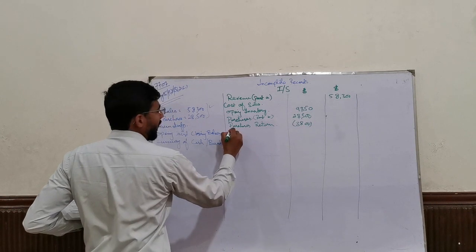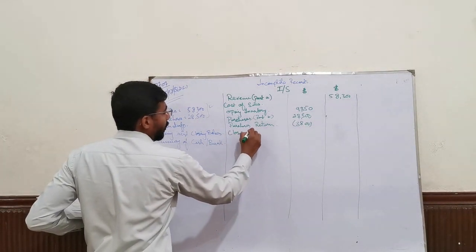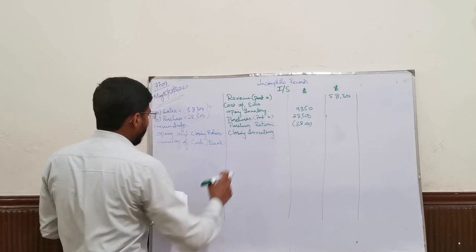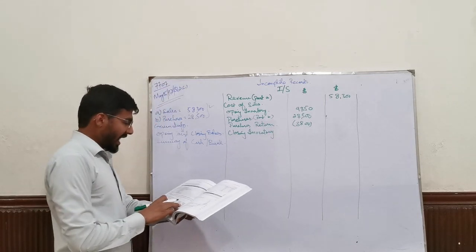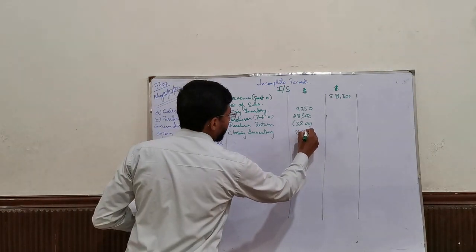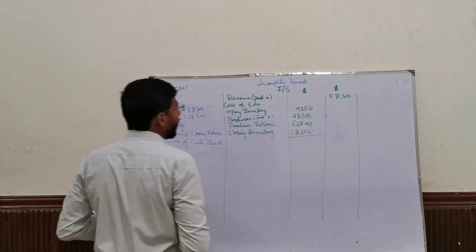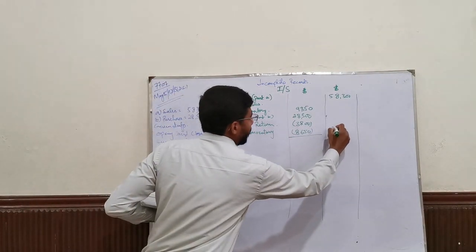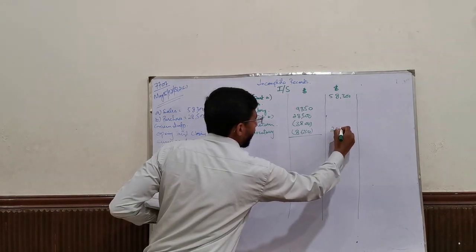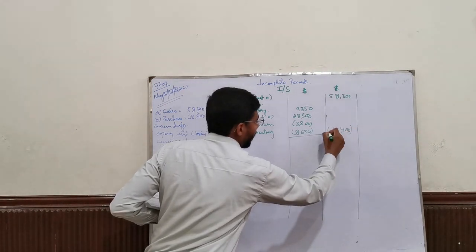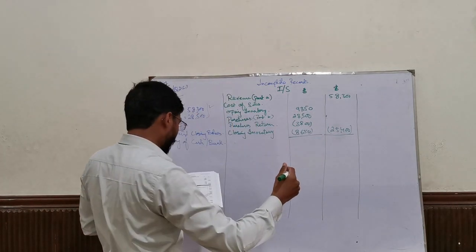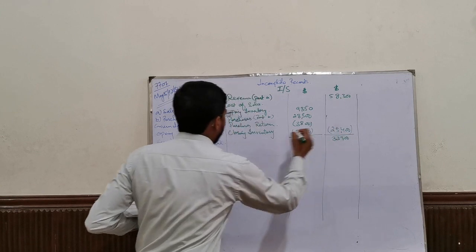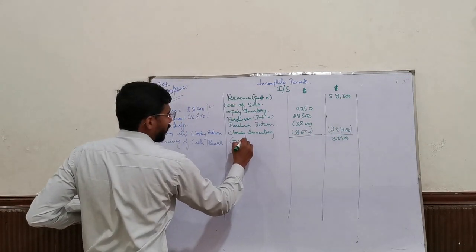And then finally, we have closing inventory, and once again this is also given, which is 8,650, and I'm going to subtract this as well. After doing all these, what do I get? I get 25,400, and when I subtract it from revenue, what I get is 32,900, and this is my gross profit.